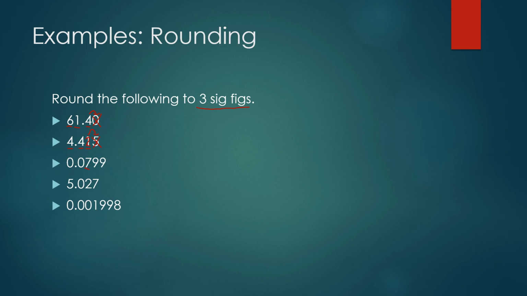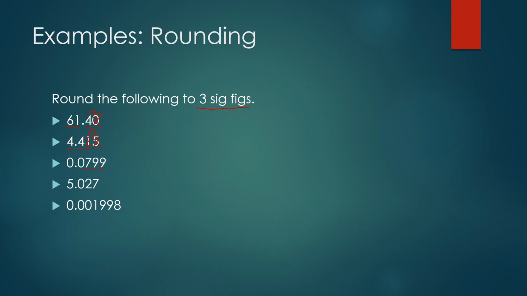So that will be 1. The 9 will be 2. The next 9 will be 3. So that is the answer. Kind of a trick one, right? It already has 3 significant figures, the 7, the 9, and the 9. The trick here was to know that those first 2 zeros were not significant.